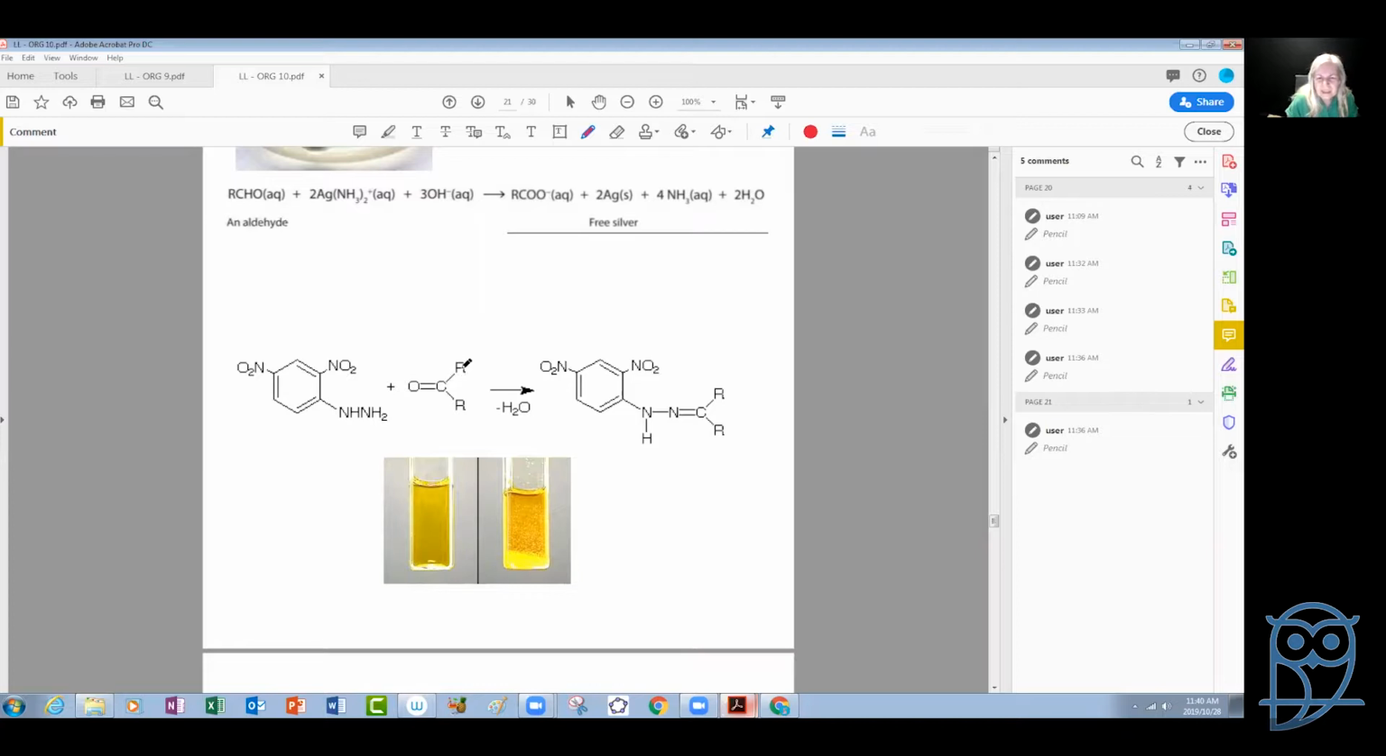In this example, they have two alkyl groups attached to this carbon, so this corresponds to a ketone. But if one of the two was a hydrogen, that would be an aldehyde. Nevertheless, this is the 2,4-DNPH molecule that will react with a ketone or an aldehyde.